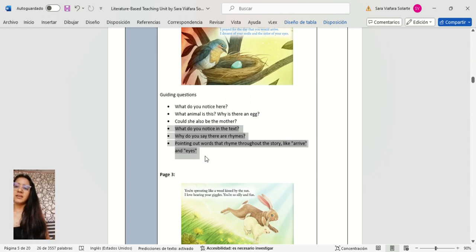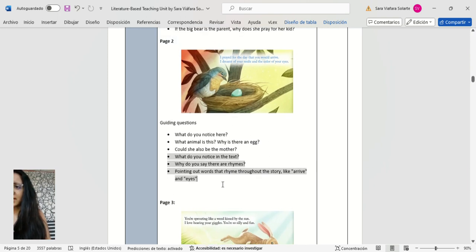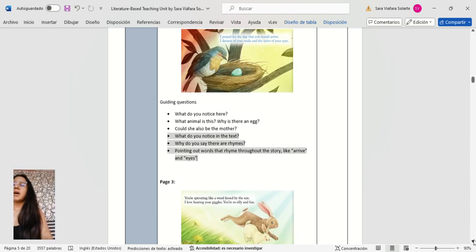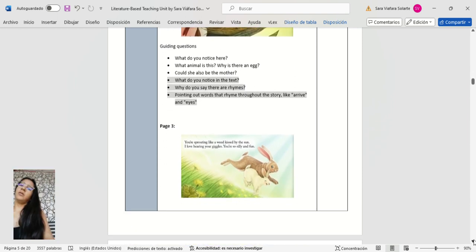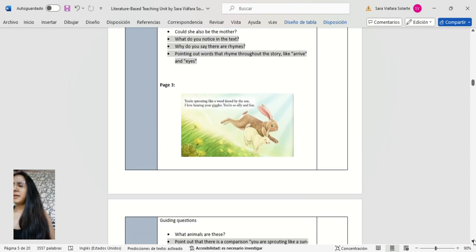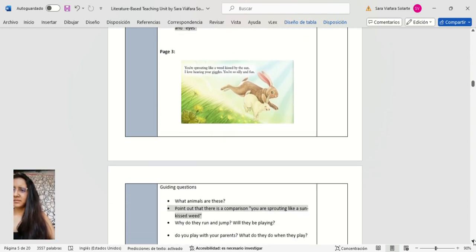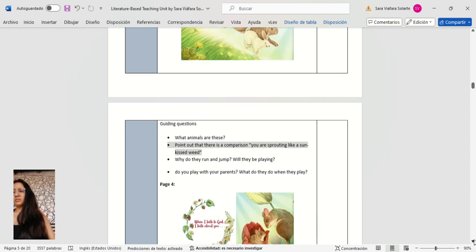What do you say? Why do you say there are rhymes? And the teacher can point out words that rhyme through the story. In this case, in this page, like arrive and ice. Because the book has a lot of rhymes, a lot of repetition, even similes and metaphors. So that is the question.